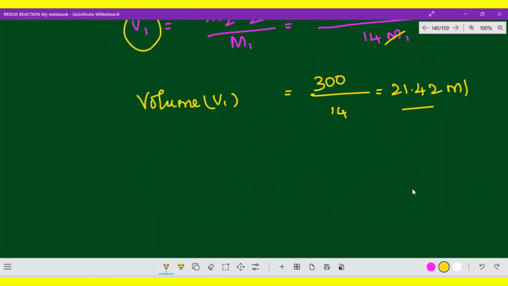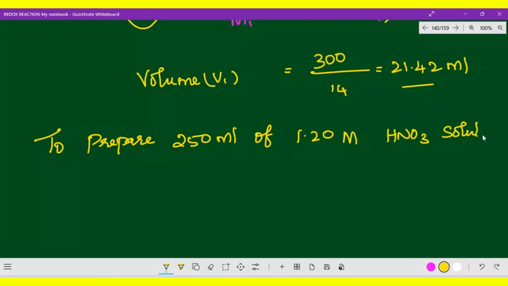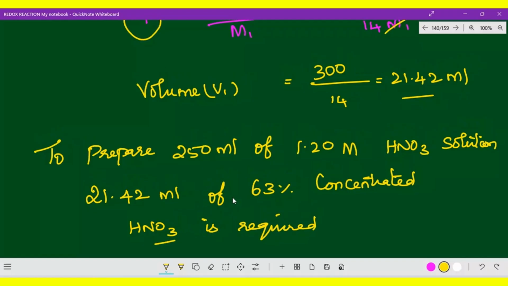Now see what the question is asking: to prepare 250 mL of 1.20 molarity HNO3 solution, how much volume is required? 21.42 mL of 63% concentrated HNO3, nitric acid solute, is required. They mentioned the percentage, no? So this is actually M1 V1 = M2 V2. I hope you got that idea.